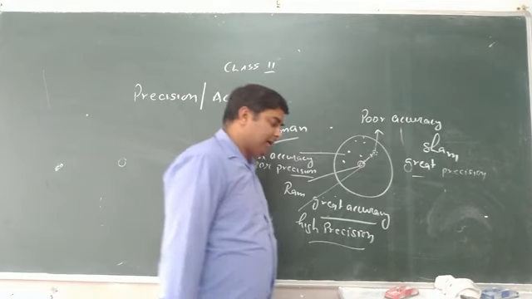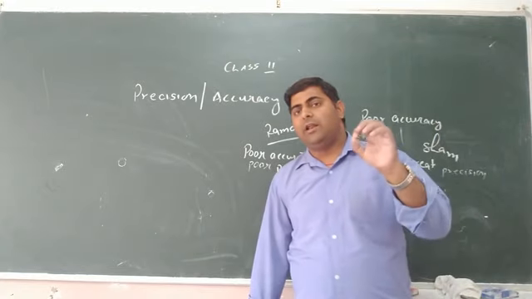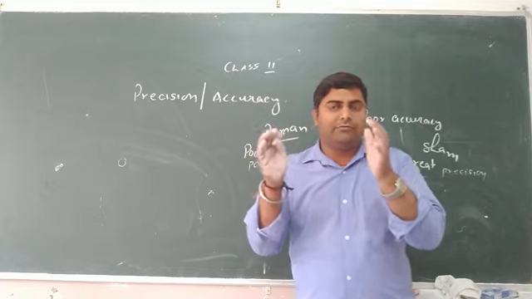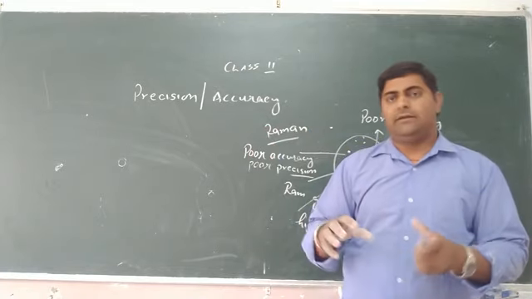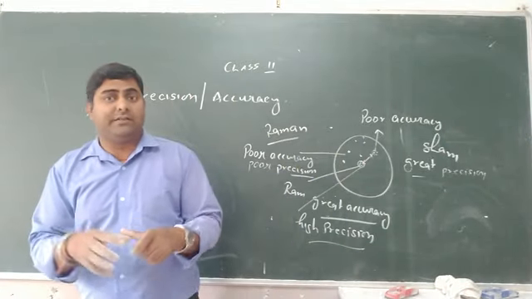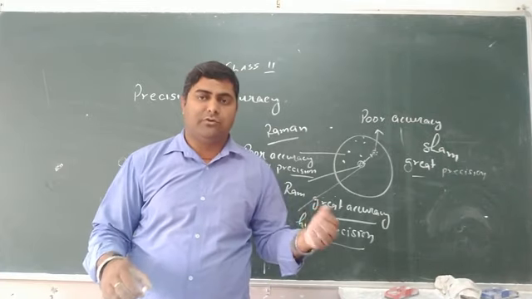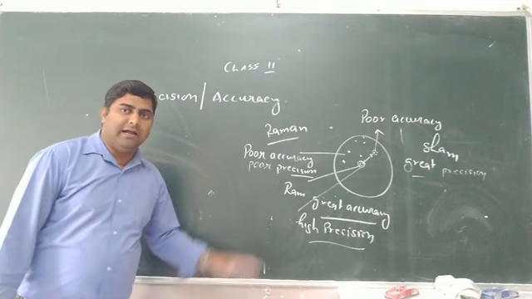When we talk about accuracy, a value is said to be accurate when its experimental values or measured values are very close to the true value. And when the measured values are very close to each other, then we call it precise. That is known as precision. So this is accuracy and precision.